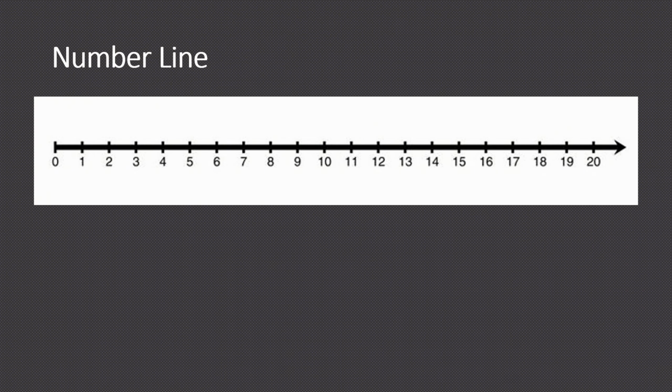A number line is a visual representation of integers, and it is used to show the distance between two or more integers. In this case, the starting point of our number line is 0, and the ending point is 20. Number lines can even start from the negative side, with something like minus 3, minus 2, minus 1. But for simplest sake, we'll keep it at 0 to 20.